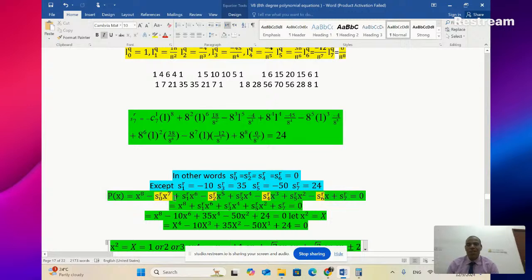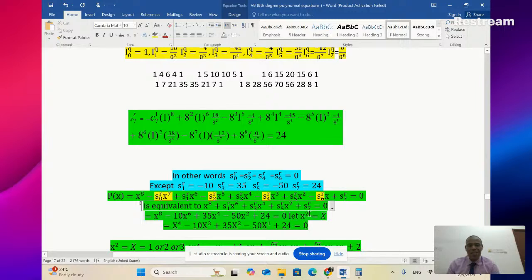This one is equivalent to x raised to the power 8 plus s1 of odd q x raised to the power 6 plus s3 of odd q x raised to the power 4 plus s5 of odd q x squared plus s7 of odd q equals 0.